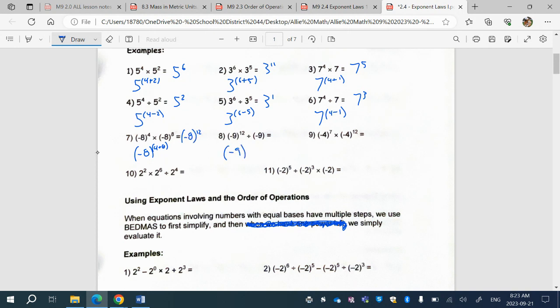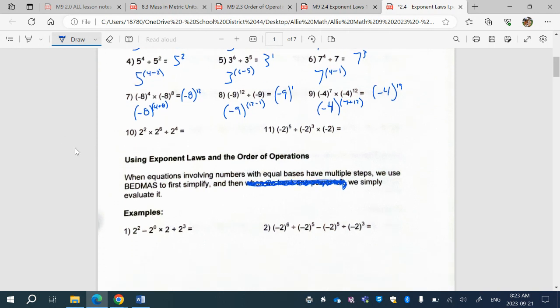We've got negative 9 to the power of 12 divided by negative 9 to the power of 1. So we do 12 minus 1, and we get negative 9 to the power of 11. And here we have negative 4 to the power of 7. It's multiplying, so we're going to add 12, and we get negative 4 to the power of 19.